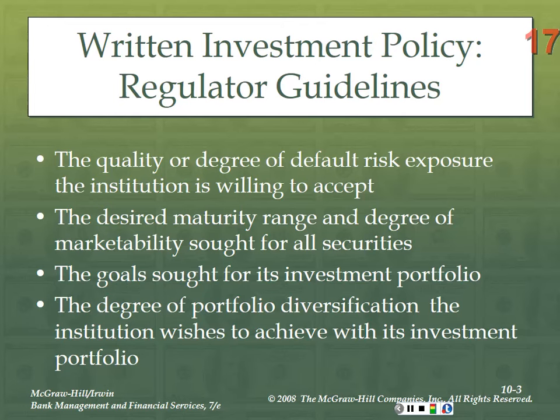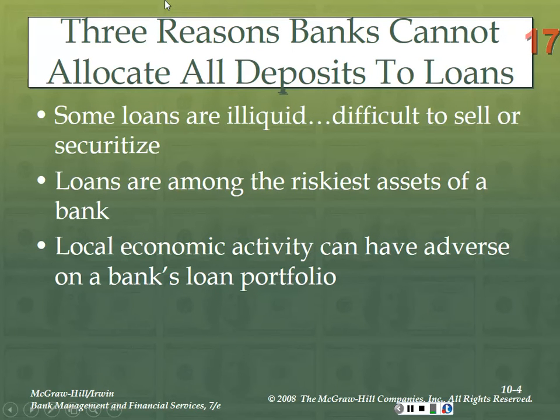For example, 30 years ago, 20 years ago, even 25 years ago, a bank didn't have mortgage-backed securities to invest in. That wasn't a possibility. Well, today it is. So they have to have their investment policy that fits that need. Okay, so 3 reasons why banks cannot allocate all of their deposits to loans.